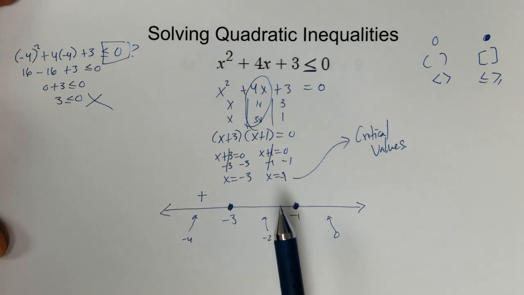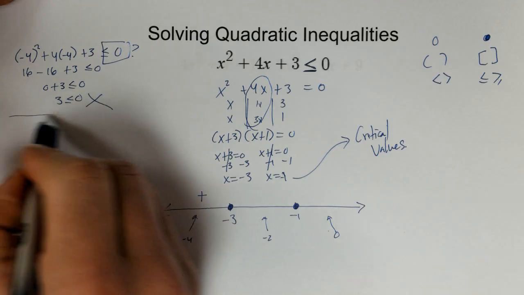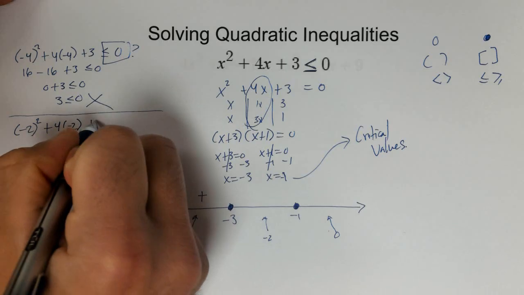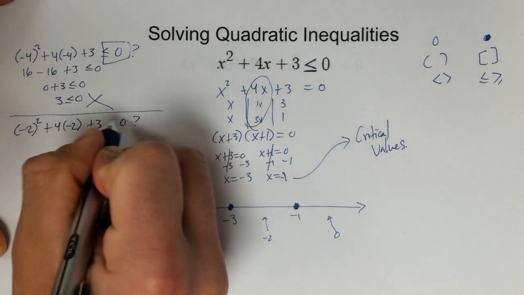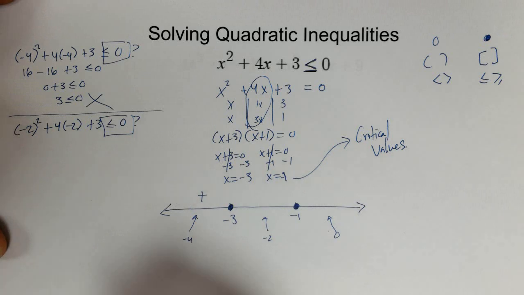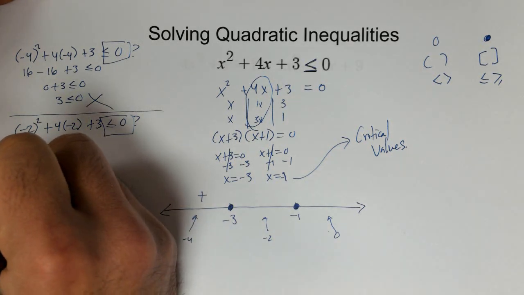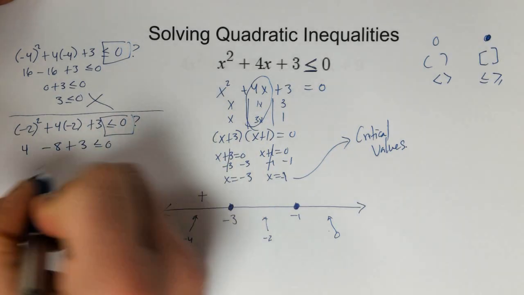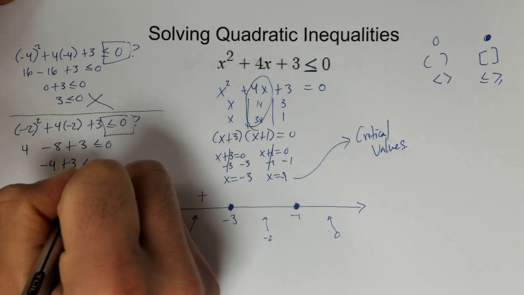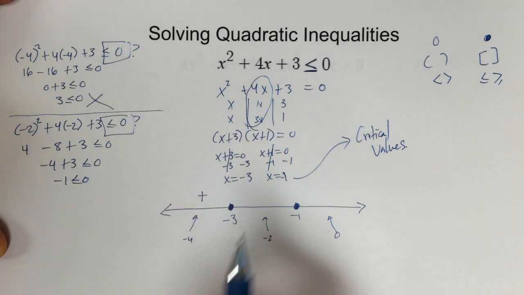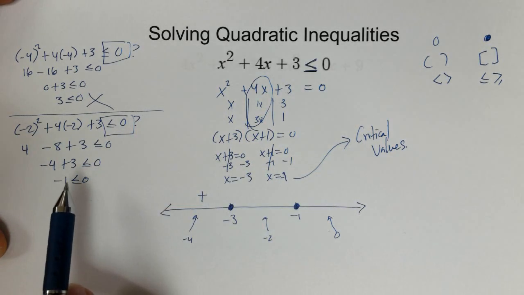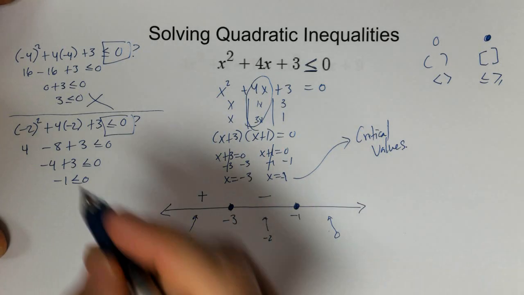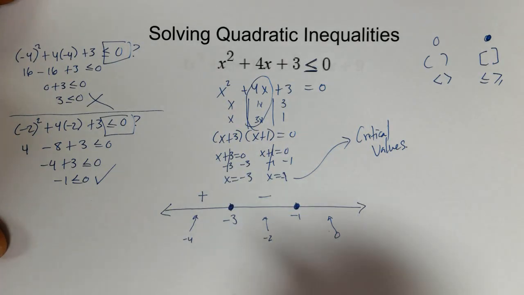Now I'm going to choose negative 2 in this region. If I repeat the process and I plug in negative 2, is it less than or equal to 0? Right? Is that statement true? Well, negative 2 times negative 2 is positive 4. 4 times negative 2 is negative 8 plus 3. Negative 4 plus 3 gives me negative 1. In this case, we did get a negative value. We were hoping for something less than 0. This will be part of my solution set.